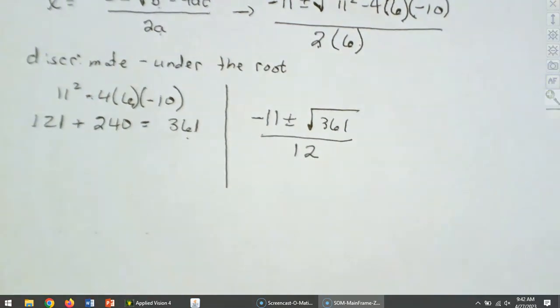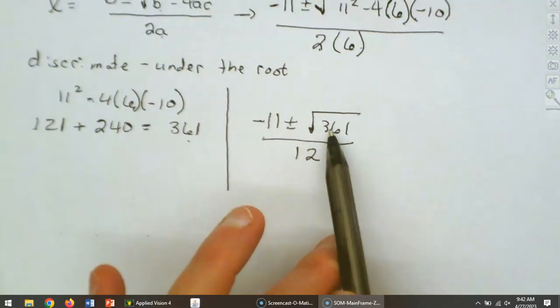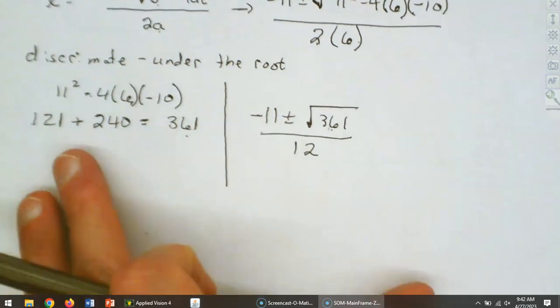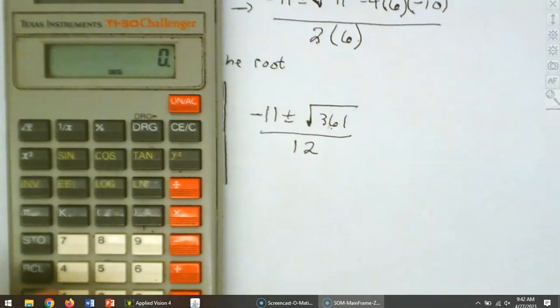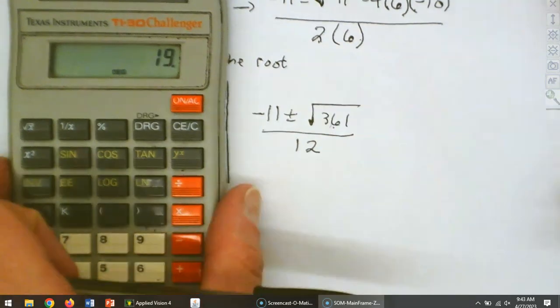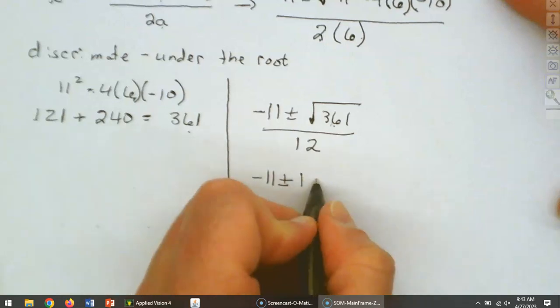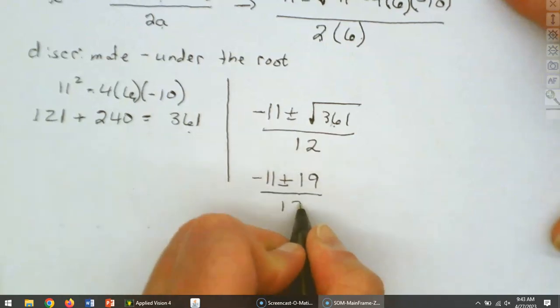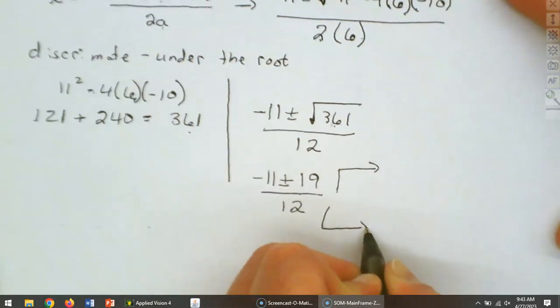Now, from here, make sure that that is not a square root, perfect square. If that's a perfect square underneath this square root, then it's going to come out. And it turns out that 361 is a perfect square. Use your calculator. When we take the square root of 361, use your square root key, that gives you 19. So now we have minus 11 plus or minus 19 over 12.